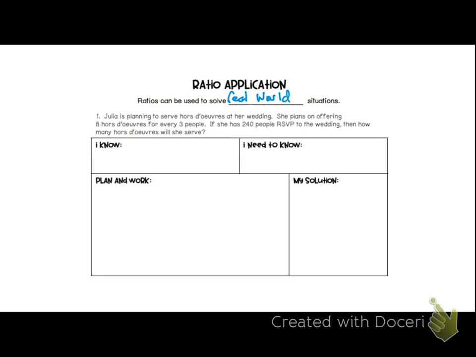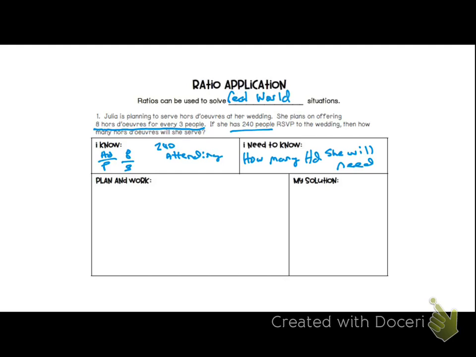All right, there's a couple things in here we can underline. The first thing, this is a ratio: 8 hors d'oeuvres for every 3 people. So I know, and I'm going to use shorthand, for hors d'oeuvres, HD, to people, P, I will have 8 for every 3 people. And the second thing that we need to know is that she has 240 people attending. What we need to know is how many hors d'oeuvres she will need.